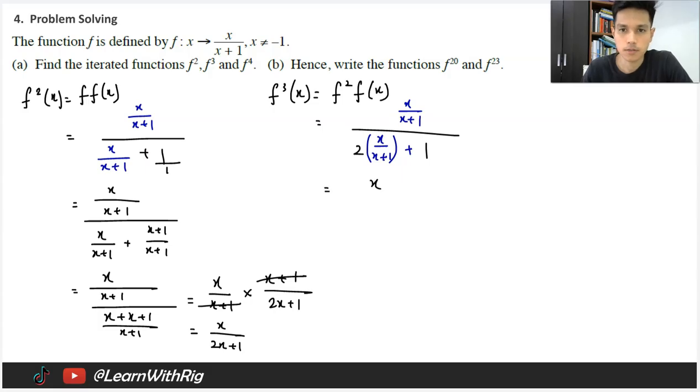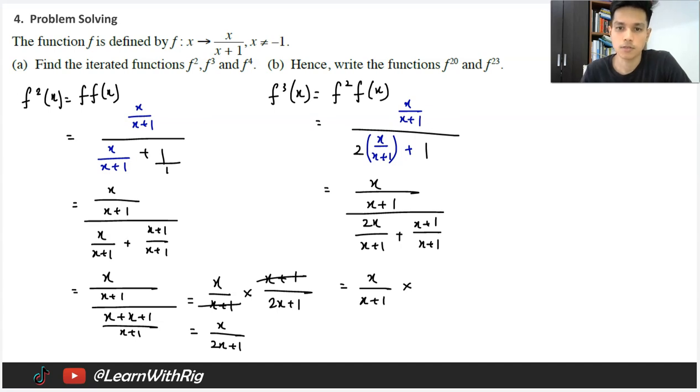So you get x over x plus 1 over 2x over x plus 1 plus x plus 1 over x plus 1. So x over x plus 1 times, okay, I'm going to change it to times, so you get x plus 1 over 2x plus x is 3x plus 1. Now I hope you guys understand, I'm doing it a lot faster now so that we can go through it faster. So x plus 1, you can cut, you get x over 3x plus 1.